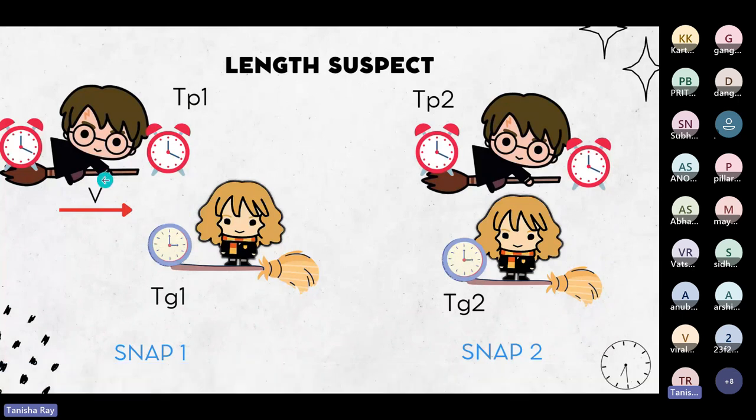And then he moves forward. And then he uses the second clock to measure the time when the back of his broomstick comes in line with the front of Granger's broomstick, and he labels this time as TP2, and Granger labels this as TG2. Now, both Harry and Hermione are going to measure the length of his broomstick, and then we will try to see who measured it right. Does that make sense or not? Let's look.